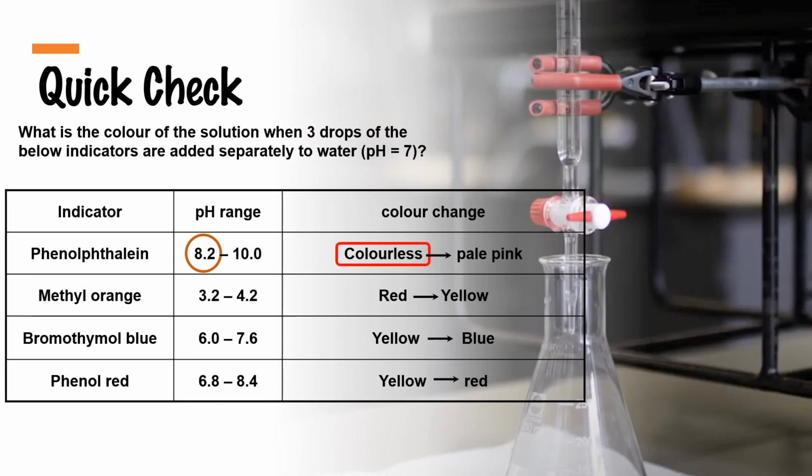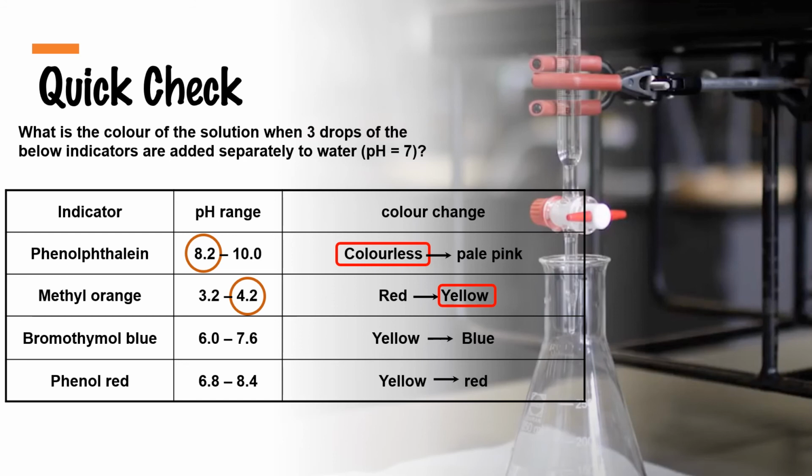For methyl orange, the color change is from red to yellow. Since the pH of water is 7, which is greater than 4.2, when methyl orange is added into the water, the color of the solution will be yellow.